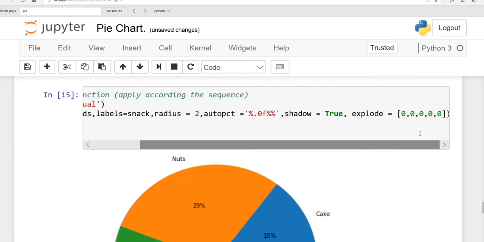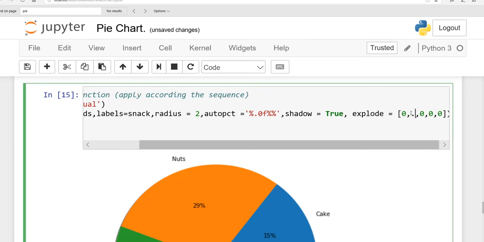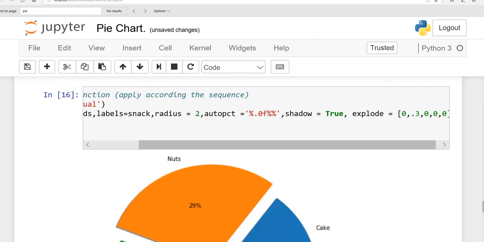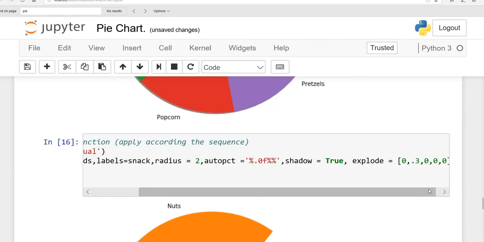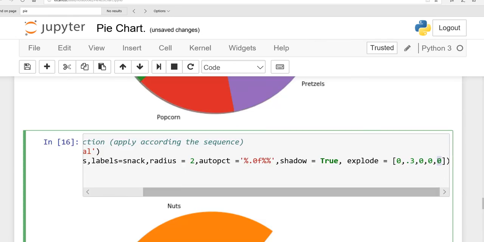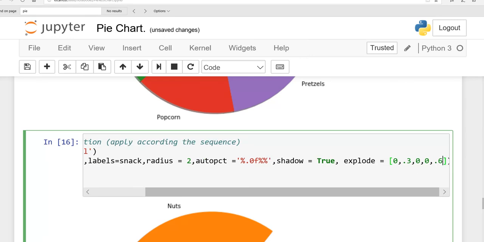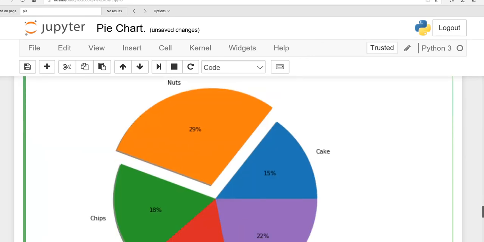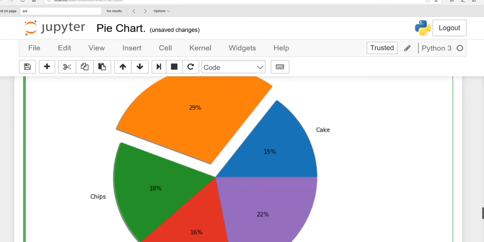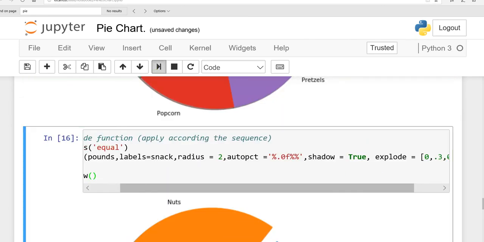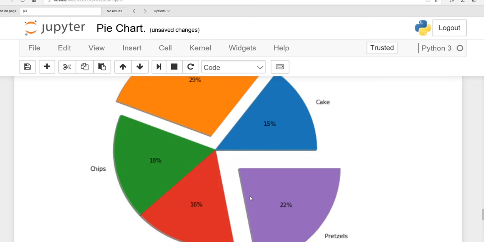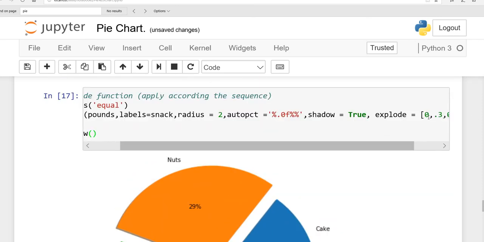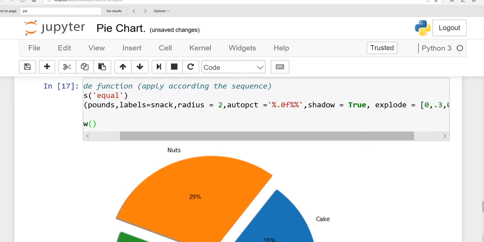So what you have to do is just make it 0.3. It's up to you. Make it 0.4, 0.3, 0.1, whatever you want according to your situation. See, it comes out from the rest of the slices. Same thing for the last one. If you say okay, I want to make it 0.6, and what is the last one? The last one is this purple one, and the purple one is pretzels. So when I run this, explode is a very important function in pie slices. So you can apply all of these one by one, make it 0.2, 0.4, 0.5 and practice it.